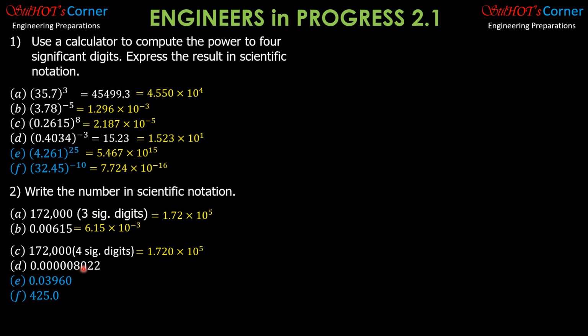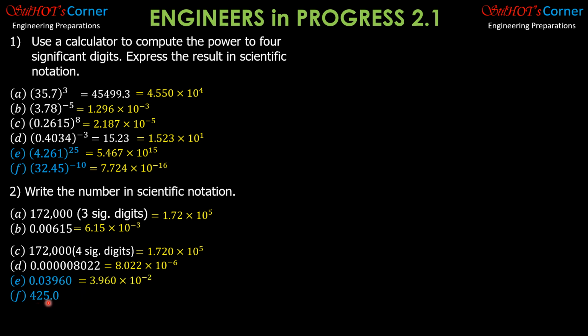So putting this in scientific notation, we have 1, 2, 3, 4, 5, 6. So this is 8.022 times 10 to the negative 6, rounding off that value to 4 significant figures and transforming it to scientific notation. This is your part. Show that this is 3.960 times 10 to the negative 2.